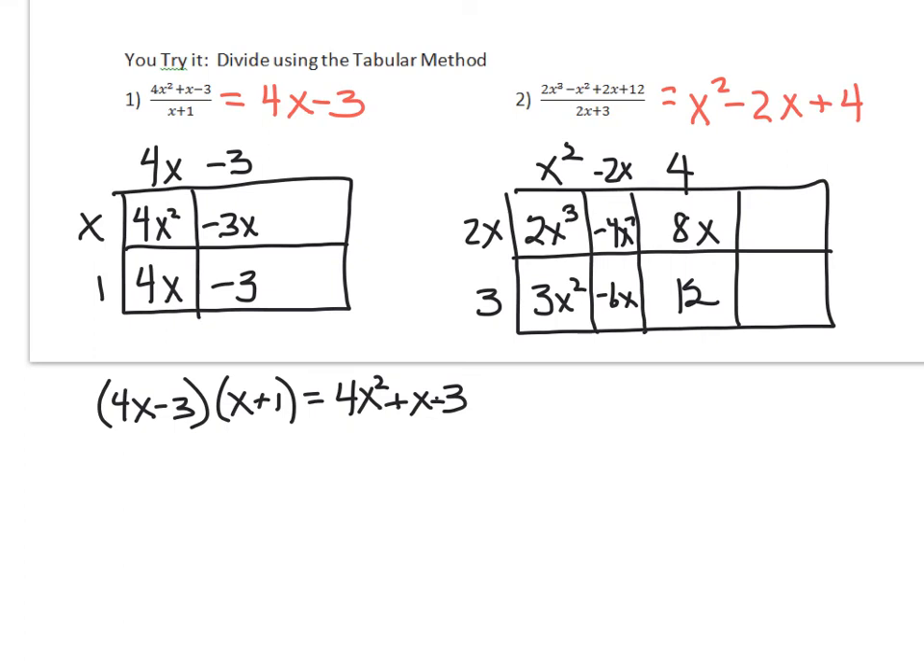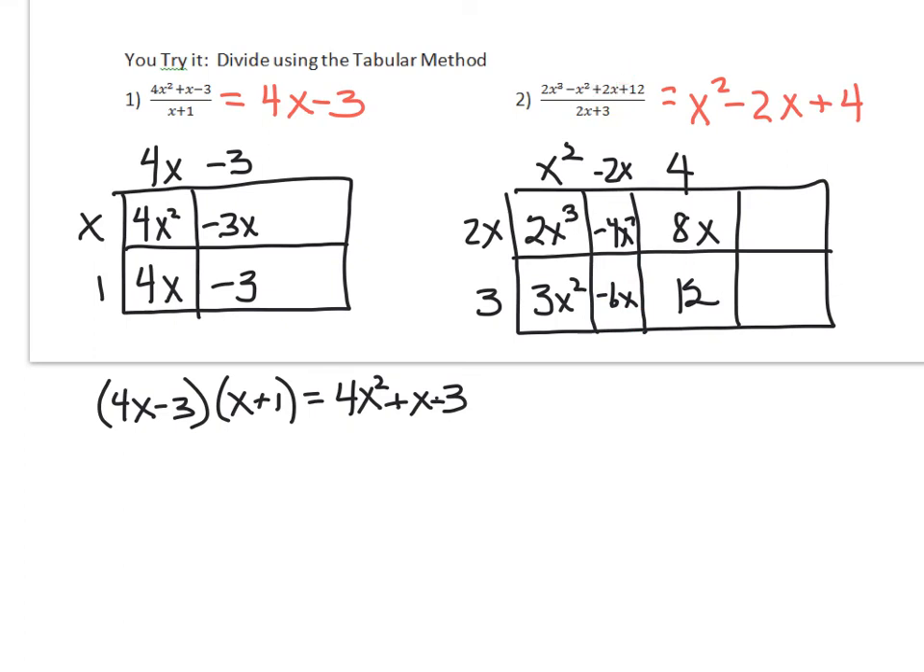For the second problem, we're dividing by 2x plus 3. I start with my first term, 2x cubed, and say that I need to multiply by x squared to get 2x to the third. X squared times 3 gives me 3x squared. Go ahead and add to get my diagonal. This time the diagonal had to add to negative 1x squared. So I filled this in as a negative 4x squared. I needed to multiply negative 2x times 2x to get negative 4x squared. Negative 2x times 3 gave me negative 6x.